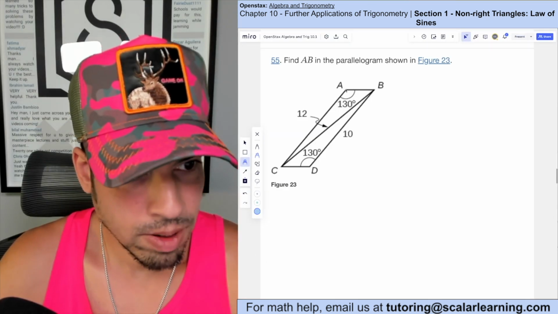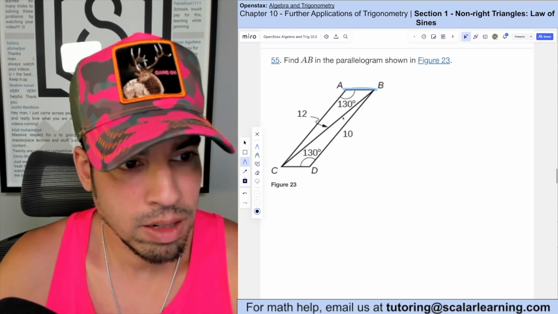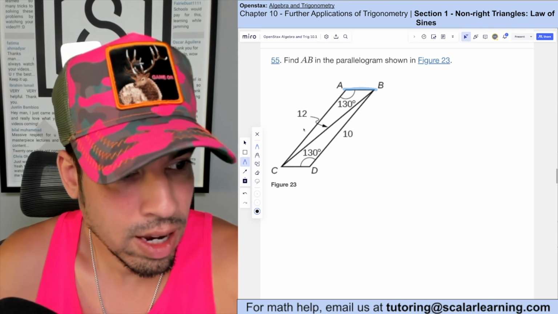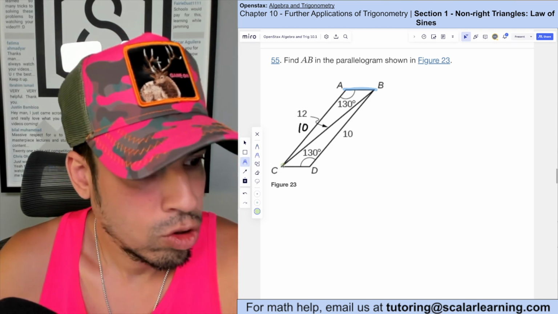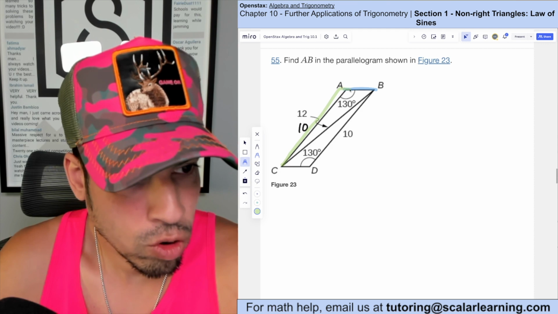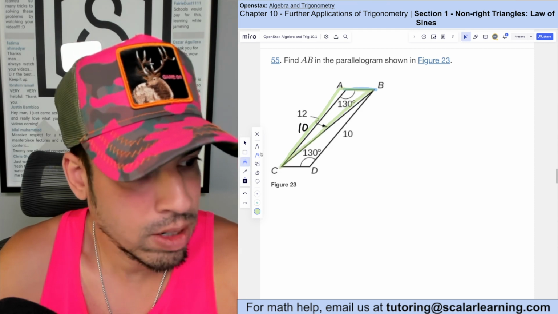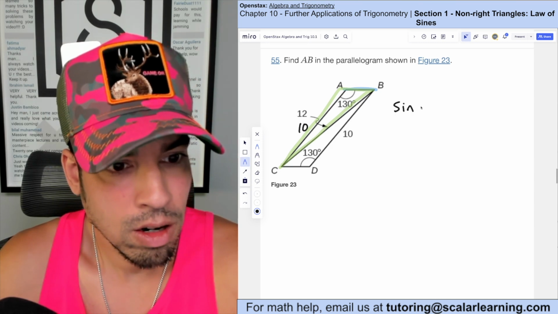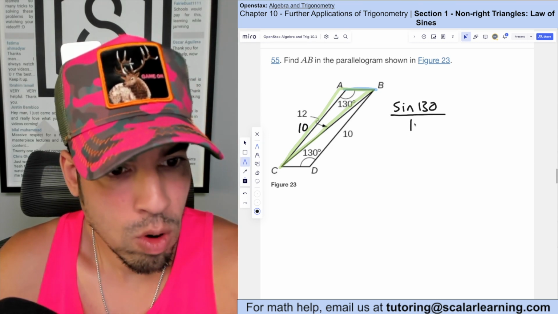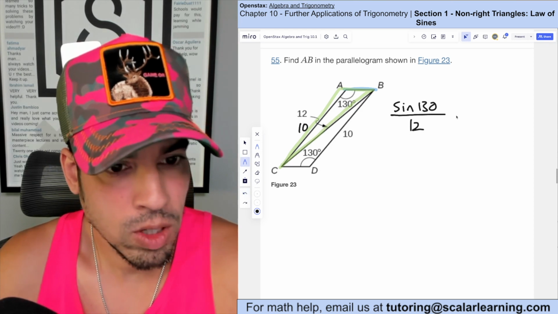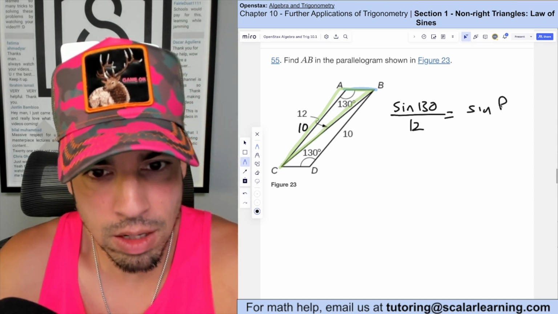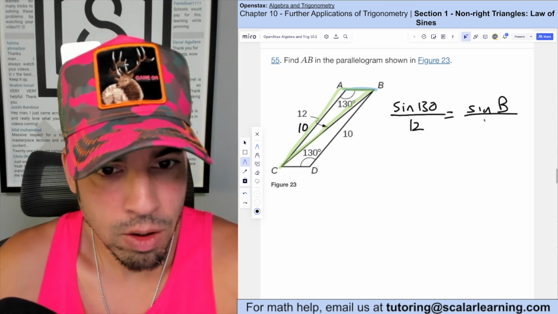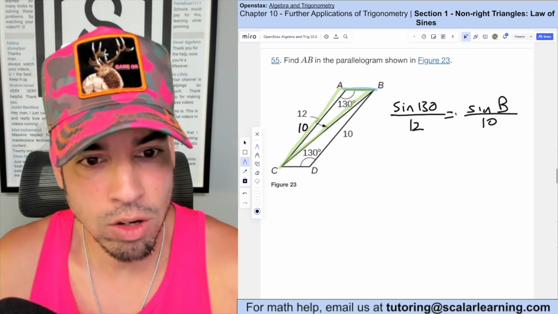For this one, we're meant to find AB in the parallelogram. Again, parallelogram, the opposite sides are parallel and congruent, which means that if this side here is 10, this side over here is also 10. So now I'm looking at this specific triangle, CAB, right? I have enough information for this triangle because now I can say sine of 130 over 12, that's the opposite side, right? That's that side length in the middle, is equal to sine of B, which we don't know what angle B is, over its opposite side, which is 10. Okay, so now I can start by at least solving for angle B. This is a great first step.